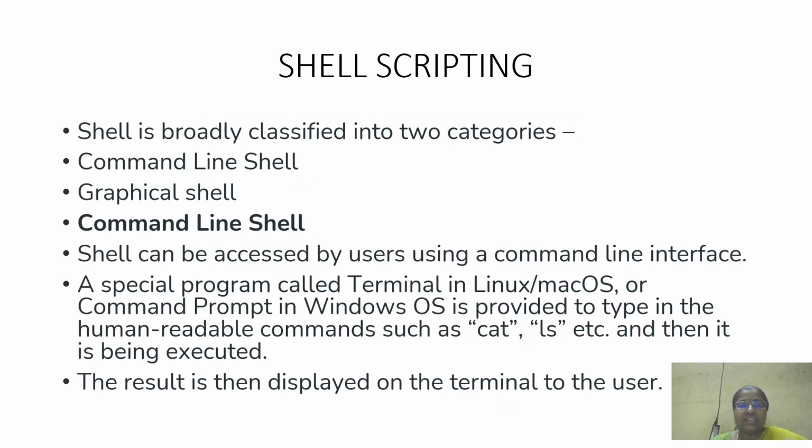The shell is broadly classified into two categories: command line shell and graphical shell. The command line shell can be accessed by users using a command line interface. A special program called terminal in Linux or Mac OS, or the command prompt in Windows OS, is provided to type in human readable commands such as cat and ls. ls means listing all the files, and cat is a concatenated version of the file. Then it is executed.